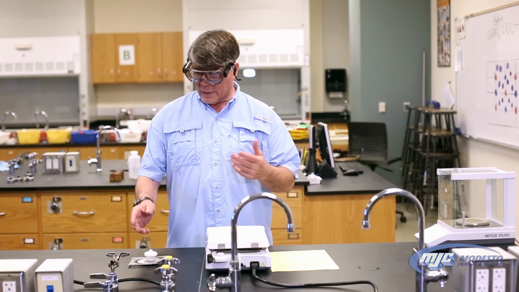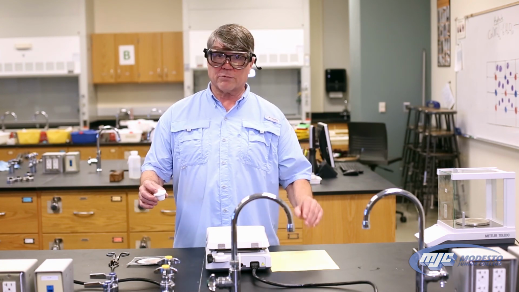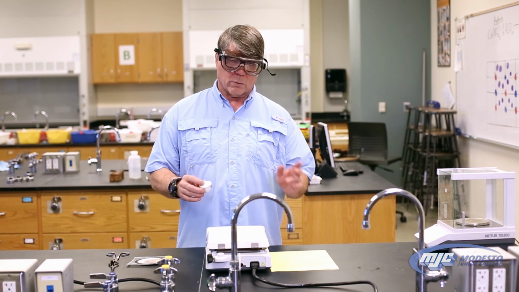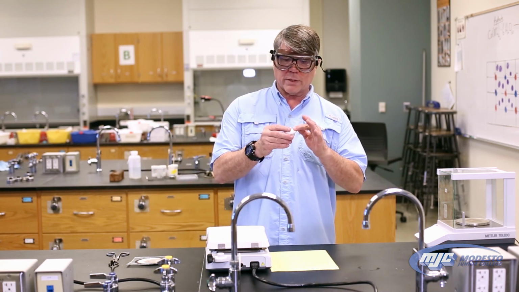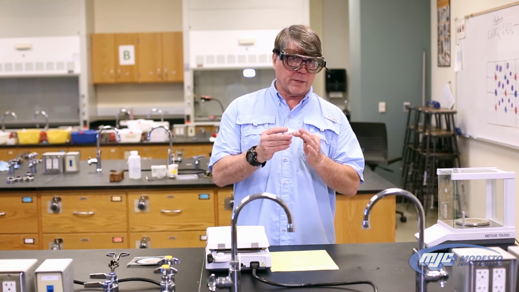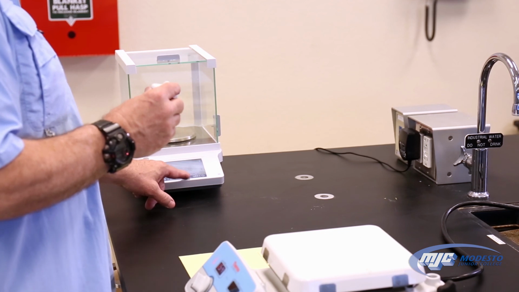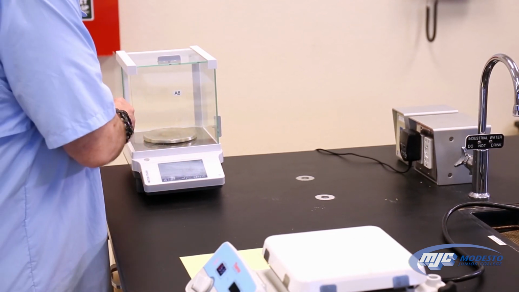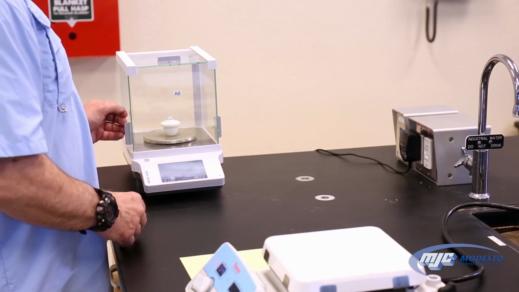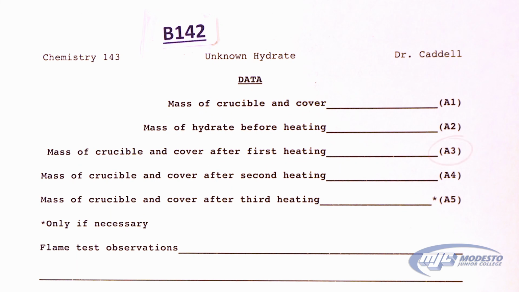All right, guys, so now that the crucible and cover with the anhydrous salt in it are cool enough to touch, we're going to go weigh it. We want to know how much everything weighs together. The lid, the crucible, and the anhydrous salt in there. So we're going to make sure the balance says 0. And then put it all in there. Close the door, get that number 3 past the decimal. That is our A3, mass of the crucible and cover after first heating.